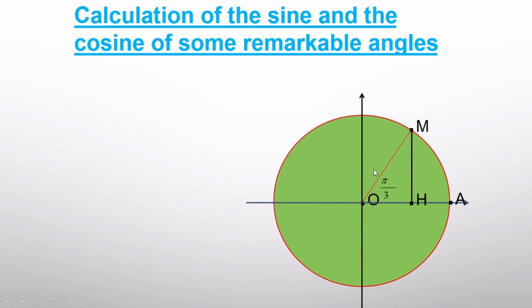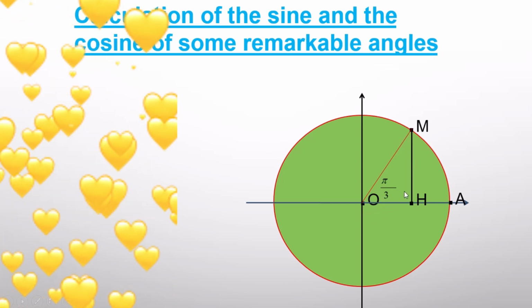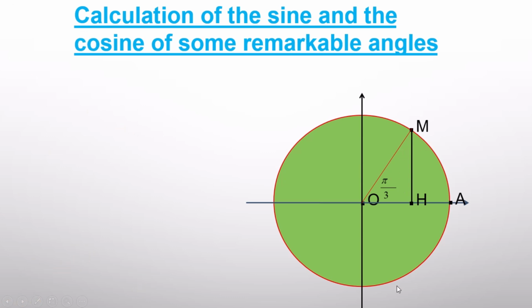Here the hypotenuse is 1. The side facing 30, which is the cosine OH, equals half the hypotenuse. The hypotenuse is 1, then half. The side facing pi over 3, which is MH, equals the hypotenuse radical 3 over 2. Then cosine pi over 3 equals half, sine pi over 3 equals radical 3 over 2.